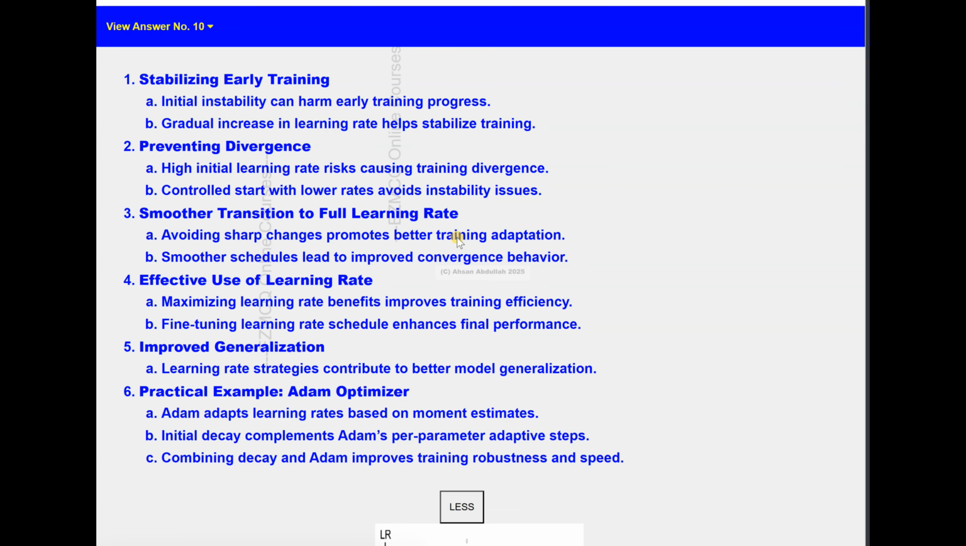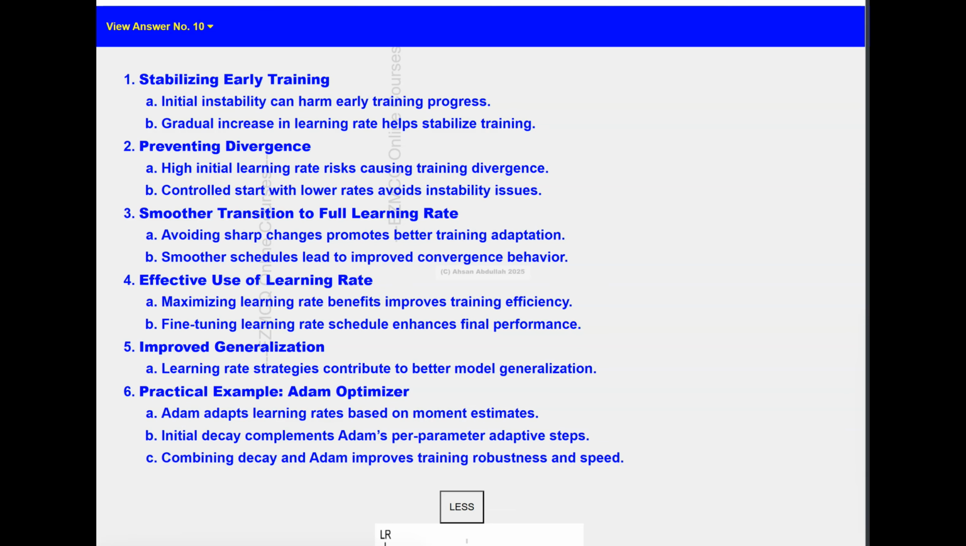So, starting with the first aspect, we are interested in stabilizing early training. In early training, model weights are randomly initialized and unstable. But a gradual increase in the learning rate prevents abrupt updates, because those abrupt updates can destabilize the learning. A gradual increase allows the model to explore the loss surface more gently before committing to large steps.